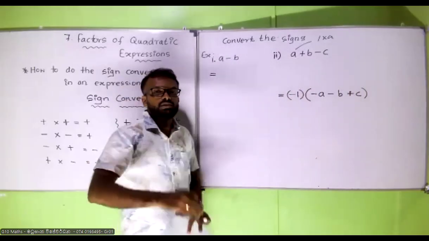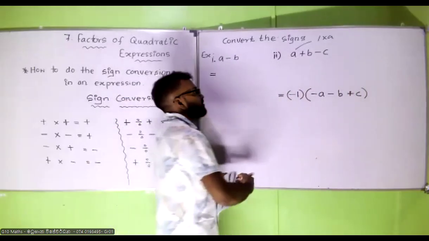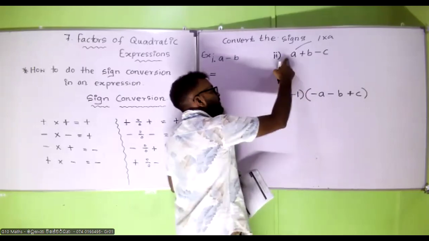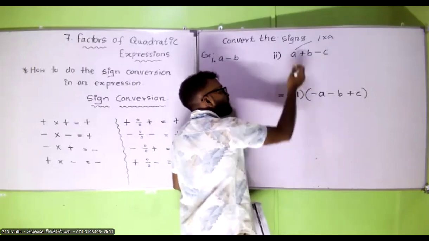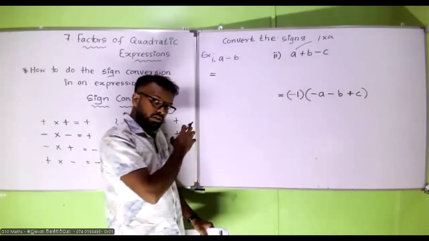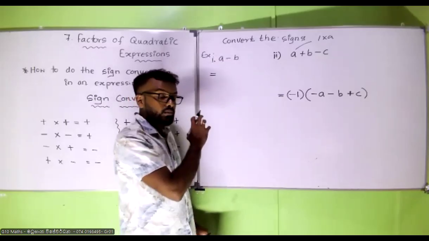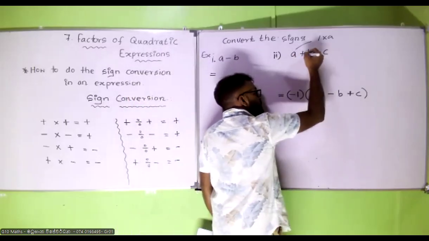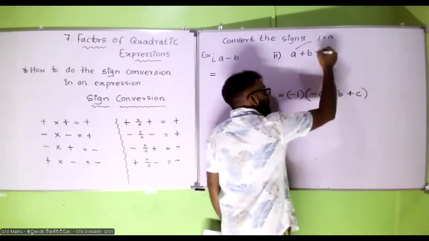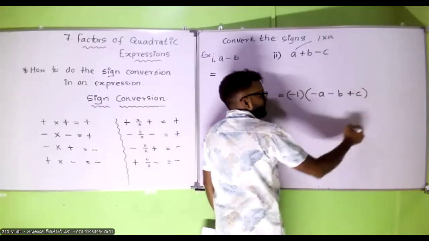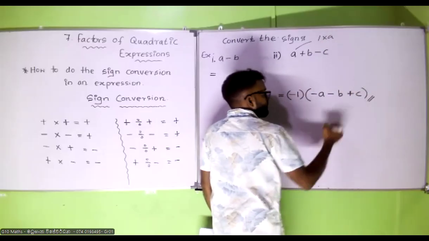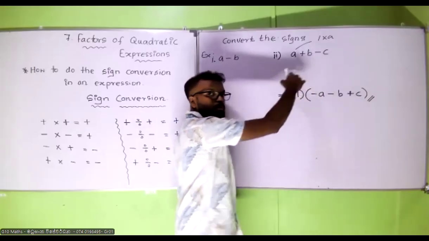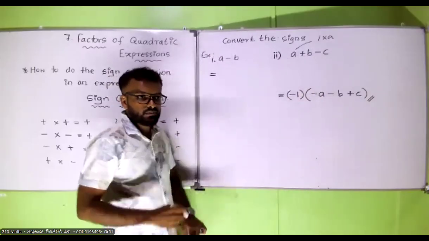The thing you need to understand finally is, we are having positive A, positive B, negative C. If you are taking negative 1 out, that common negative term out, positive A becomes negative A, positive B becomes negative B, negative C becomes positive C. This is final. If you want, you can write the middle step.